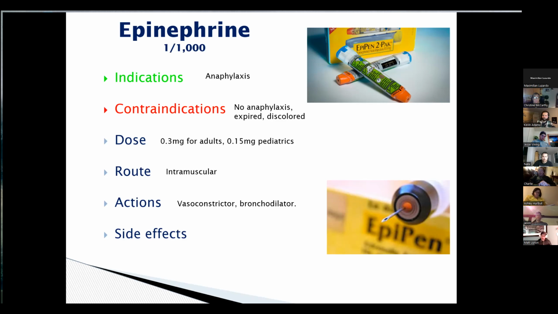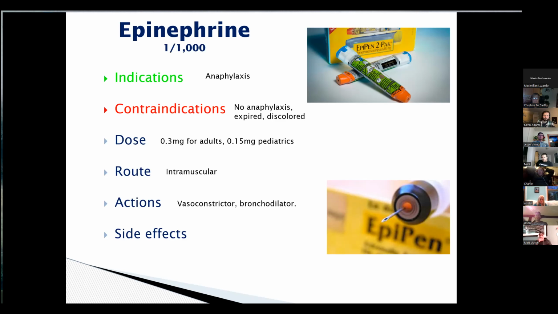The broncho, how do you say it? Bronchodilator. Aren't we worried about shock with anaphylaxis? We are, yeah. Which would be vasoconstrictor, right? So yeah, it's a good question. It seems like both, right? So yeah, we are concerned with both.